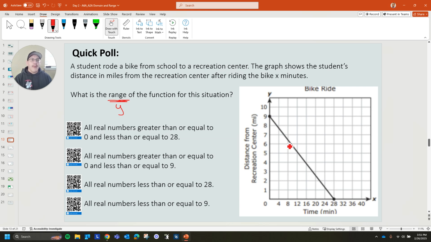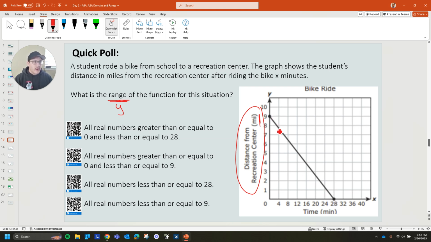So what are my y values? They're the distance in miles from the recreation center. Whereas the x's were times in minutes. So we're not talking about time. We're talking about distance. Okay? Now, how do we find range? Well, we start from the bottom and go to the top.